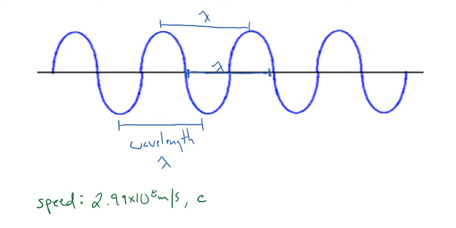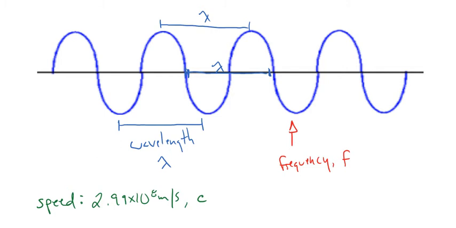A third property of electromagnetic radiation is frequency. Frequency refers to how often a wave passes a given point, and we represent it with the variable f. Frequency is dependent upon two things. It's dependent upon speed, and it's dependent upon wavelength. The faster a wave travels, the higher the frequency would be. The shorter the wavelength, the higher the frequency. But remember, because speed is a constant, frequency for our purposes will only be dependent upon the wavelength.